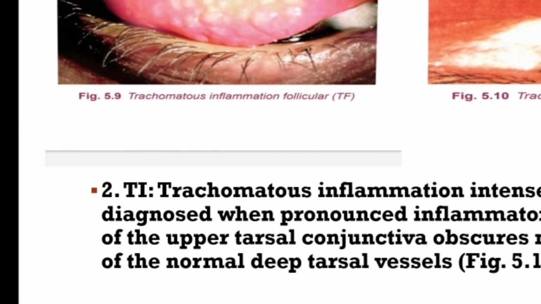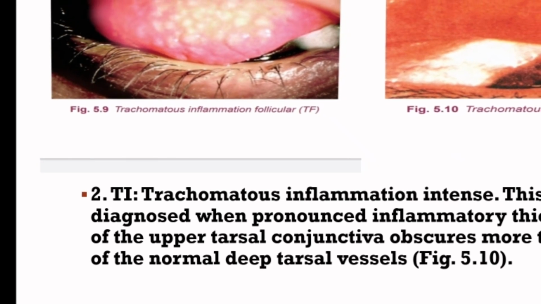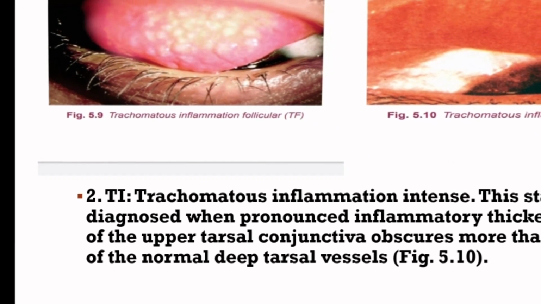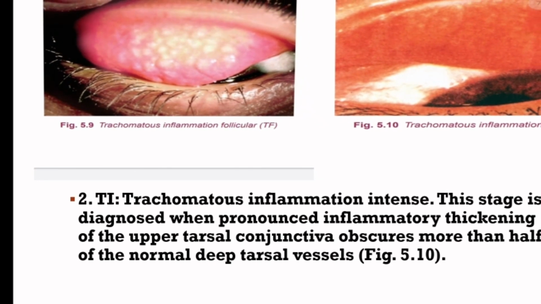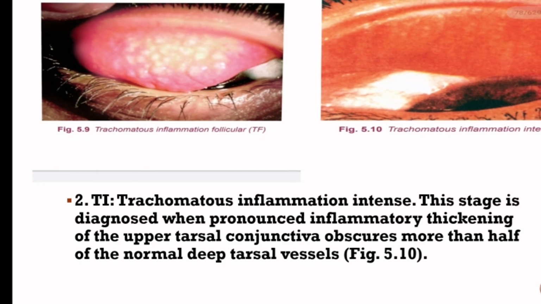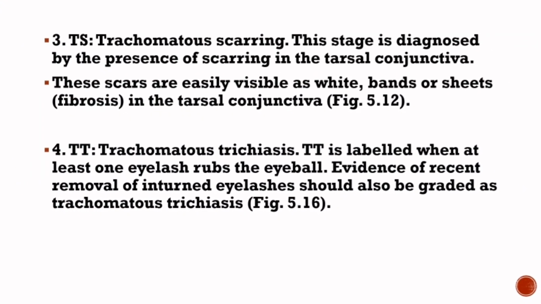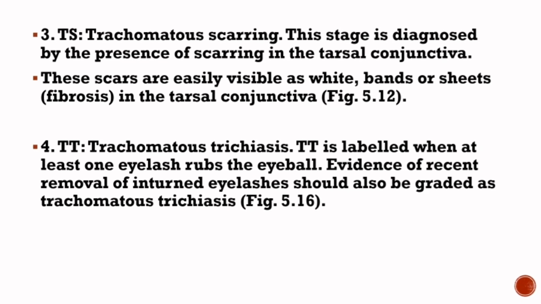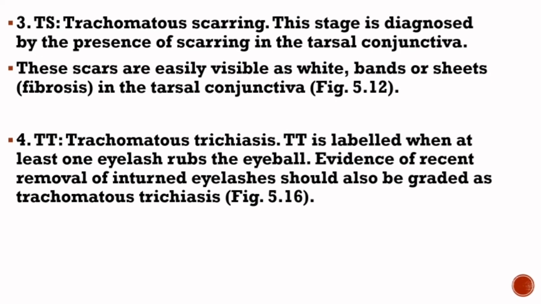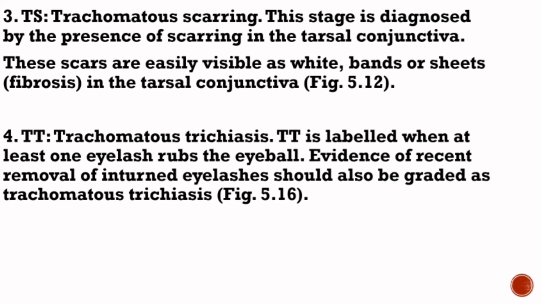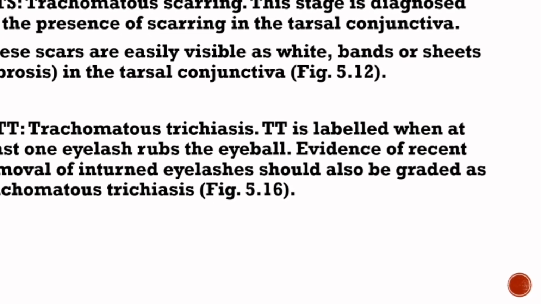Second one, TI, trachomatous inflammation intense. This stage is diagnosed when pronounced inflammatory thickening of the upper tarsal conjunctiva obscures more than half of the normal deep tarsal vessels. Third stage, TS, trachomatous scarring. Stage is diagnosed by the presence of scarring in the tarsal conjunctiva. These scars are easily visible as white bands or sheets in the tarsal conjunctiva. These scars are formed due to fibrosis.